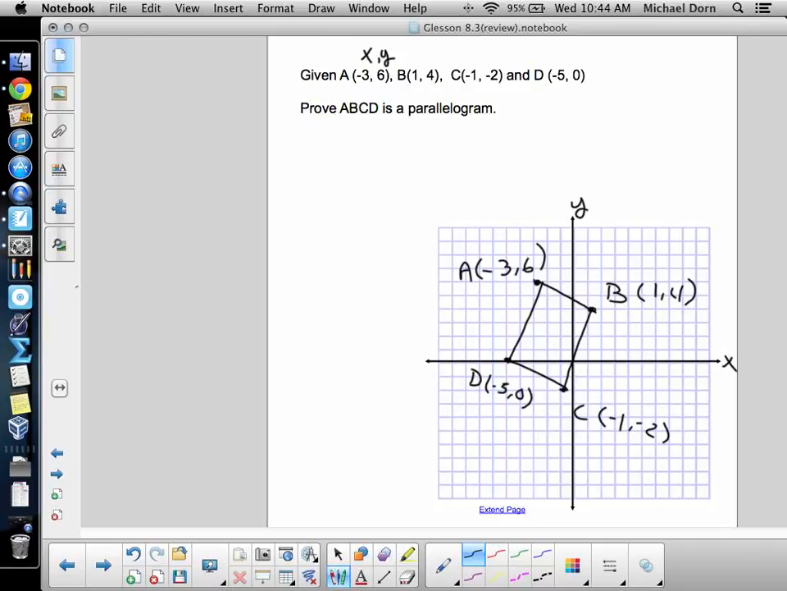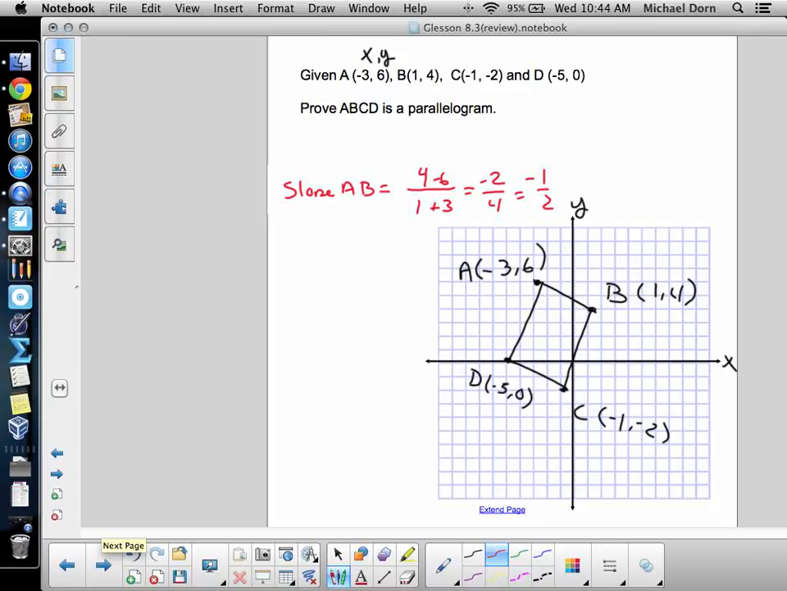Parallel. Okay, let's show parallel sides. To show parallel sides, I'm going to need to find the slope. So let's start with the slope of AB. Write out what I'm finding. Use the formula. Slope, change in y, 4 minus 6, over change in x, 1 minus negative 3. That's negative 2 fourths, or negative 1/2.